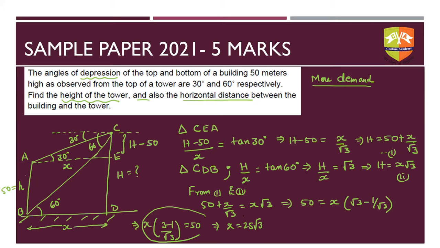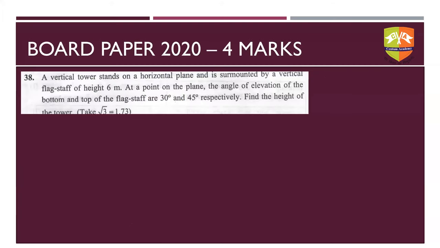But anyways, chalo, good. So x is 25 root 3. So what is the h? H is equal to x root 3. Matlab 25 root 3 into root 3, which is 75 meters. Right? Is that okay? Is that clear? Okay. Chalo, let's go to the next one.